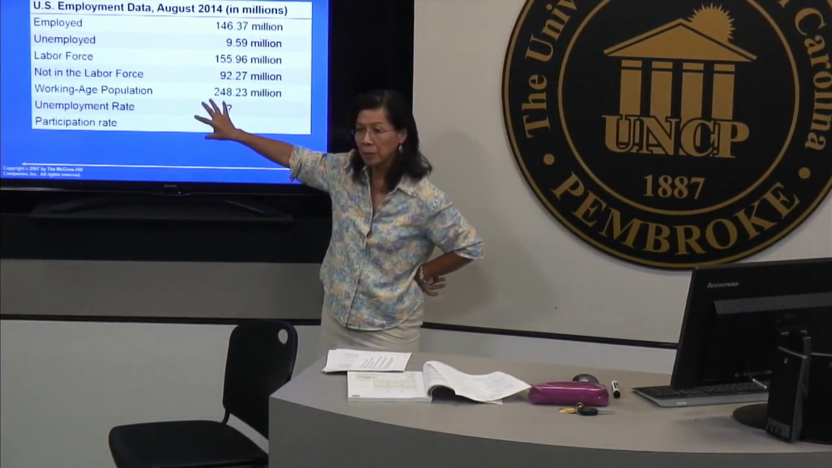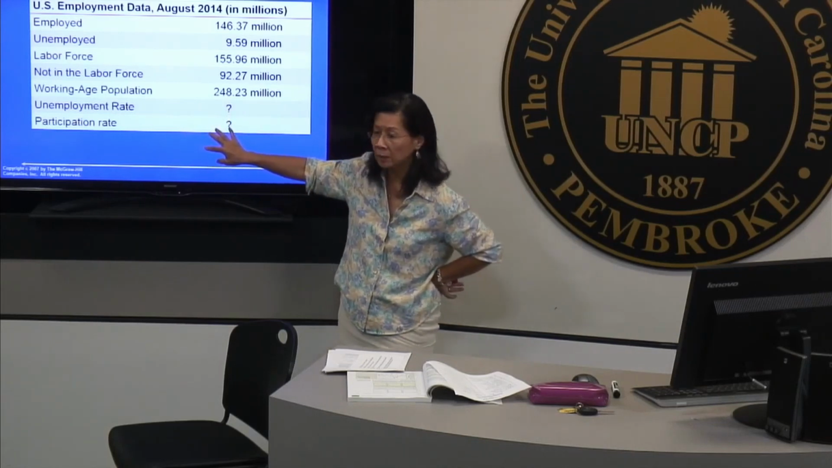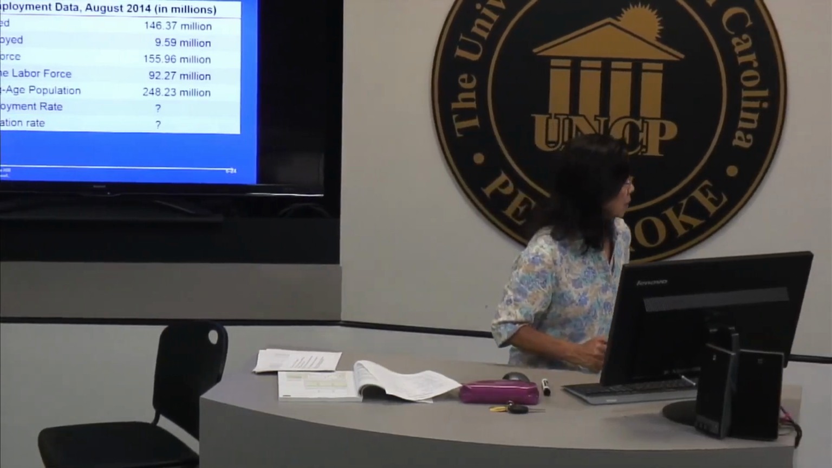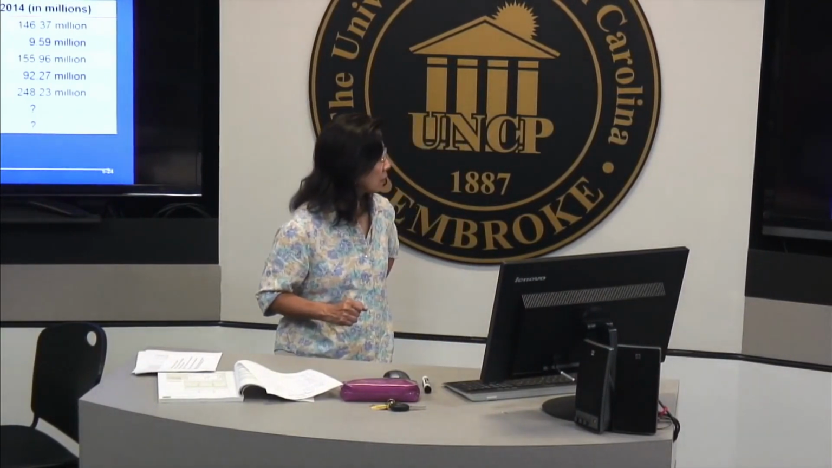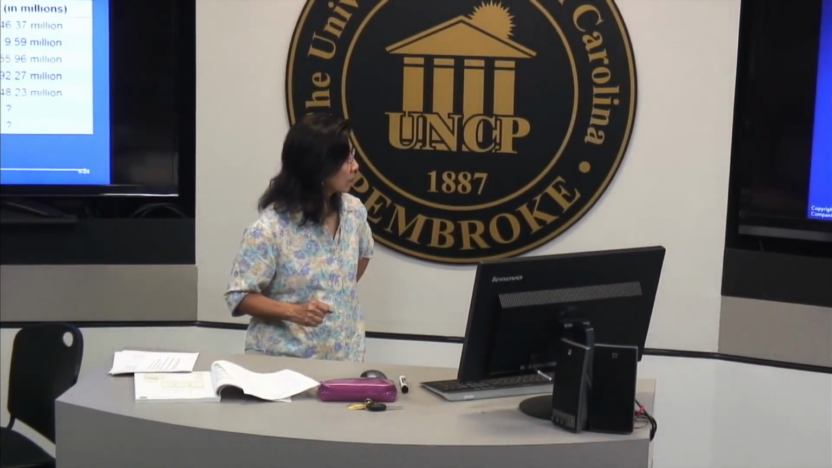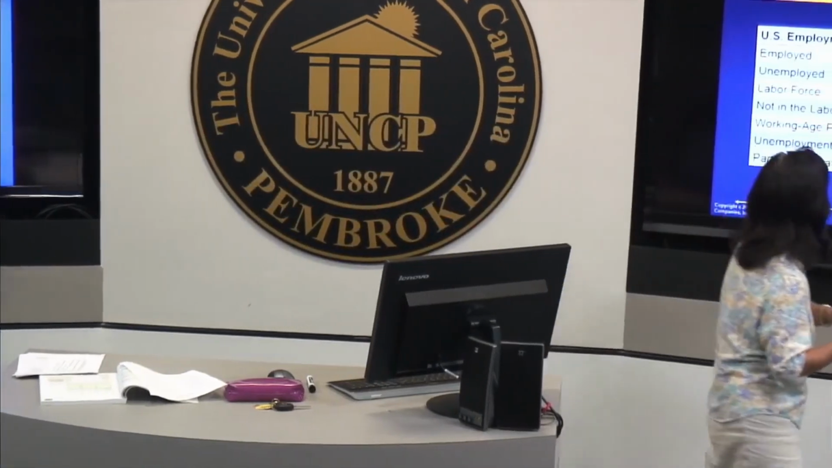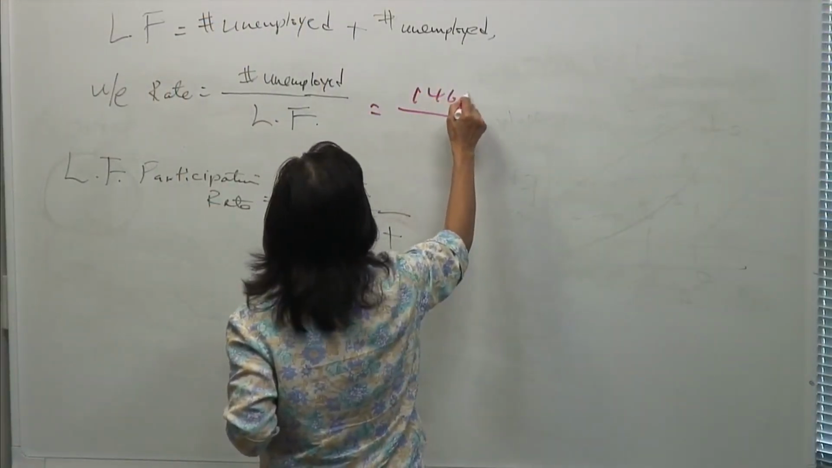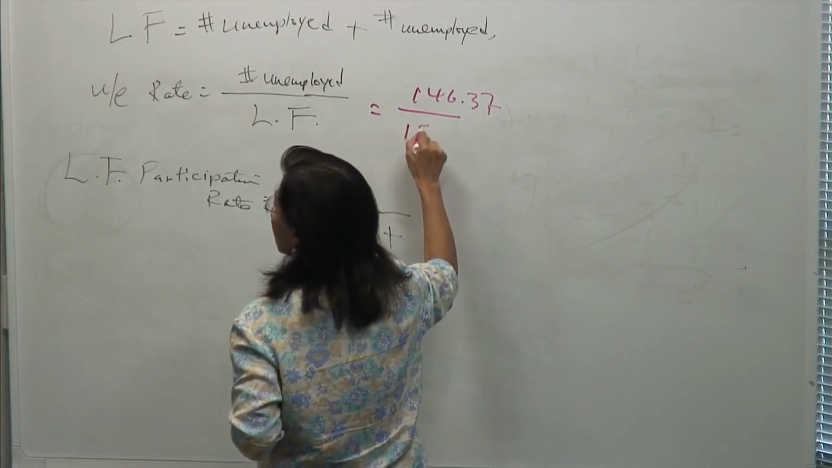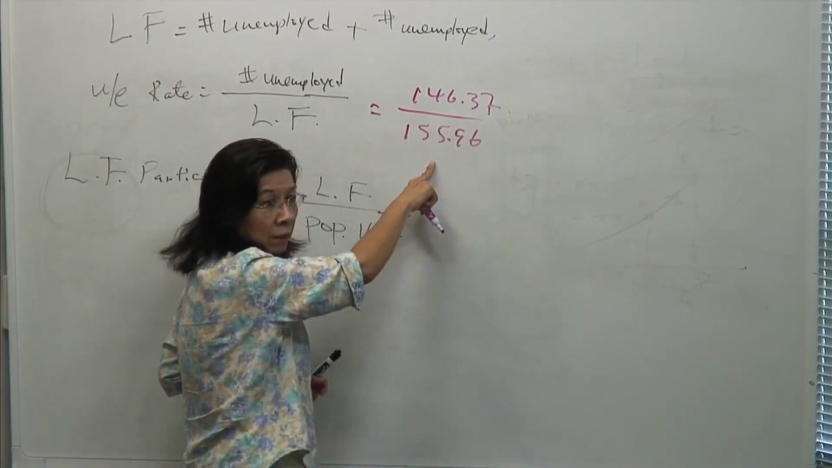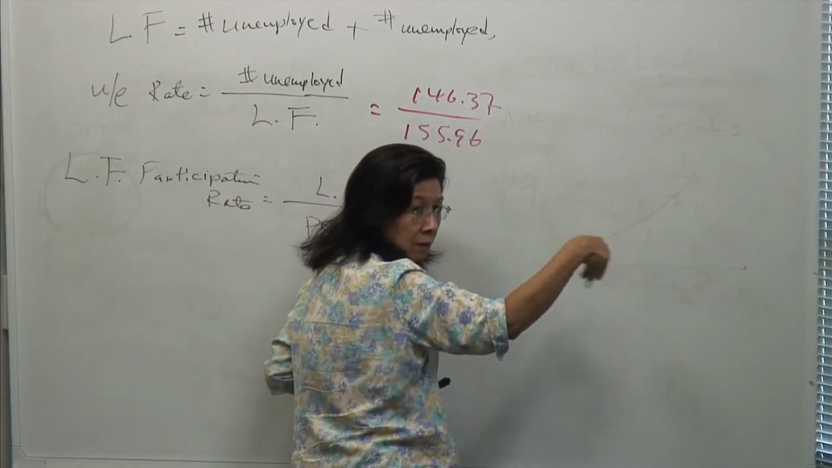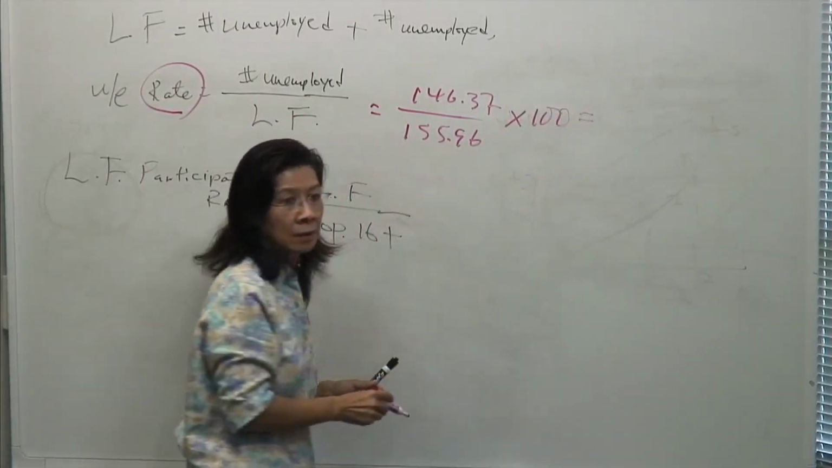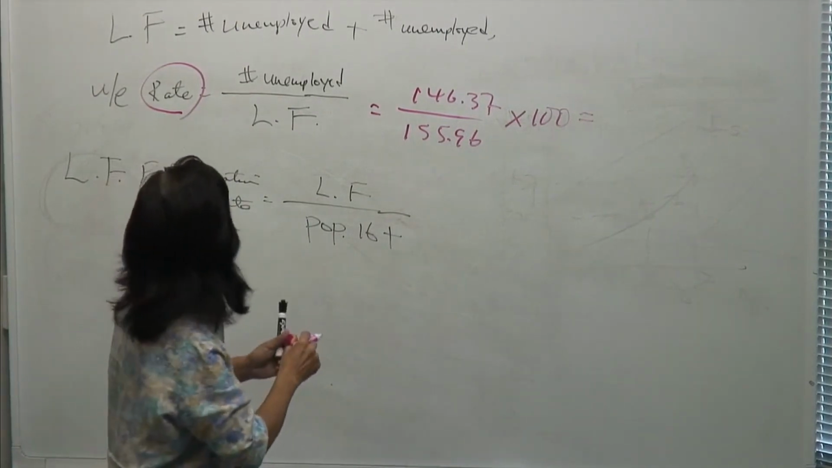So go ahead and calculate this unemployment rate and participation rate. I'm going to ask you to give me an answer. Based on the calculation, we have the formula over there, so you should not have any problem because you got all the numbers there. Anybody got the number? Okay, so you should have that. This is a rate, so multiply by 100. What do you get? It's unemployed, that's for the top number. It would be 9.59 on top.